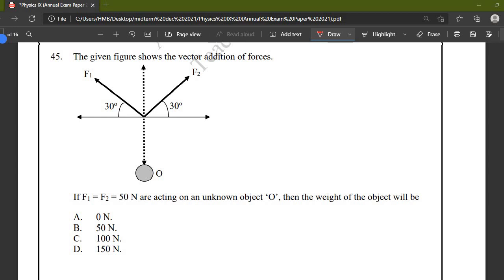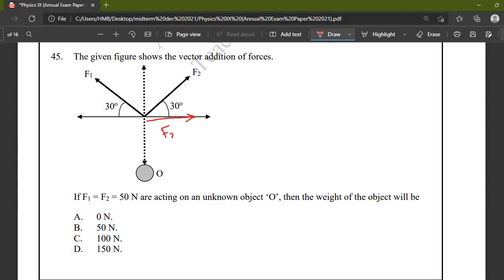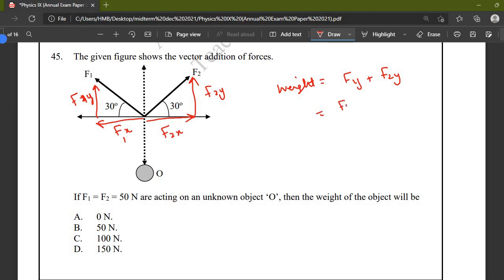Then we have question number 45. The following figure shows the vector addition of two forces F1 and F2. These two forces are equal to 50 newtons and we have to find the weight of that object. We know that F1 and F2 can be split into rectangular components. This will be F2x and this will be F2y. Similarly, this will be F1x and this will be F1y. So weight will be equal to the vertical forces F1y plus F2y. F1y will be equal to F1 sine theta and F2y will be equal to F2 sine theta. F1 is equal to 50 and theta is 30.